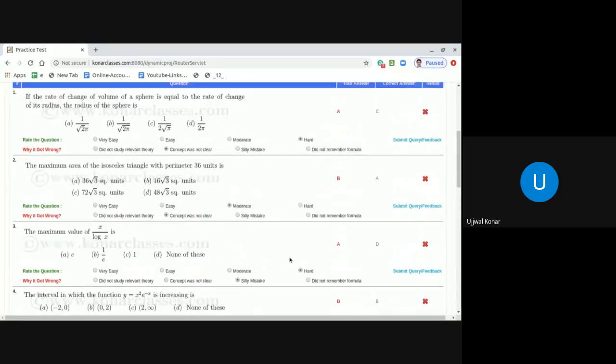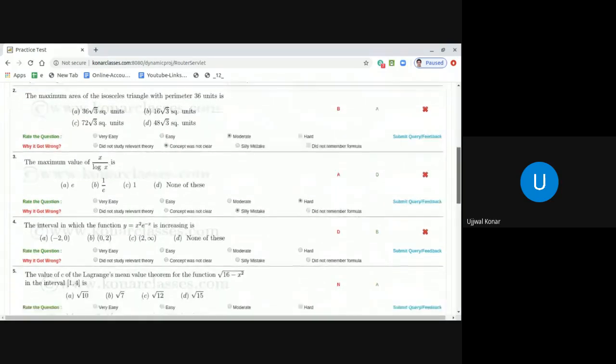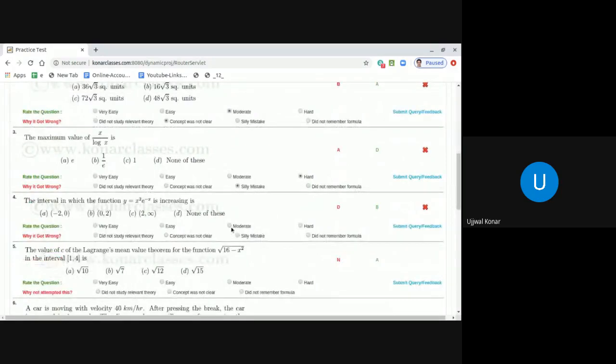At any moment, if you have any query on any question, you can click on submit query feedback. Then one window will pop up. There you write whatever your query is, and then you click OK. Then one email will come to us that this particular student raised a query on this particular question. Then our faculty member will be in touch with you to help you understand that question, how to solve it, and what doubts you might have. This is called self-assessment. So it is moderate, did not study relevant theory.